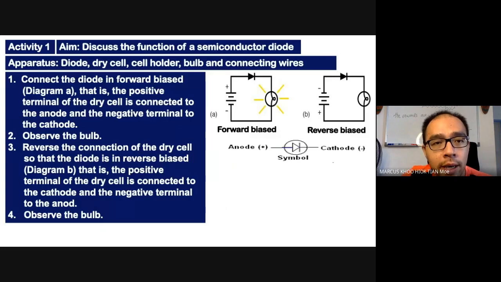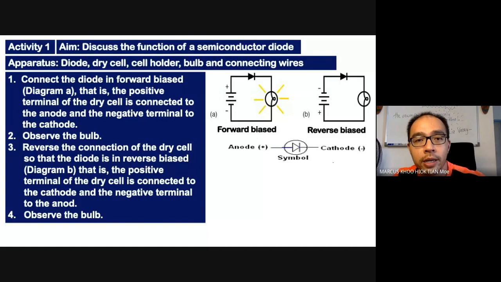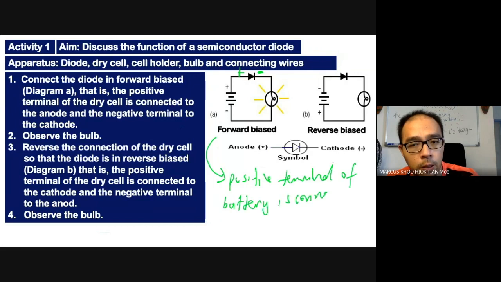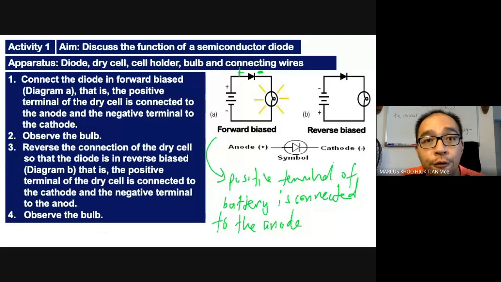And so we find that if we connect a diode in a forward bias position, for example, this, look at this. So let's make a few notes over here, people. Number one, I want you to notice that the diode here is positive and here is negative. So the forward bias is the positive terminal of the battery is connected to the anode.